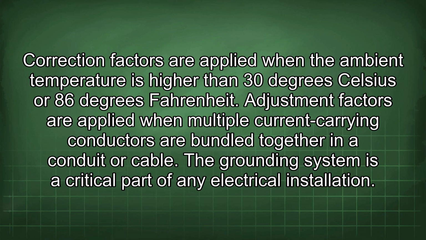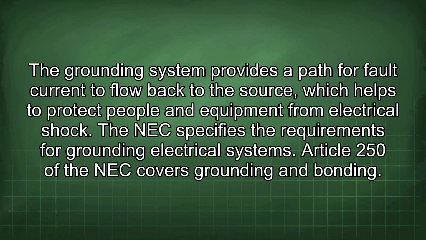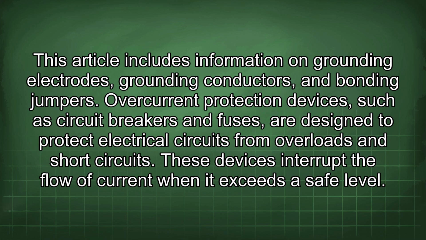The grounding system is a critical part of any electrical installation. The grounding system provides a path for fault current to flow back to the source, which helps to protect people and equipment from electrical shock. The NEC specifies the requirements for grounding electrical systems. Article 250 of the NEC covers grounding and bonding. This article includes information on grounding electrodes, grounding conductors, and bonding jumpers.